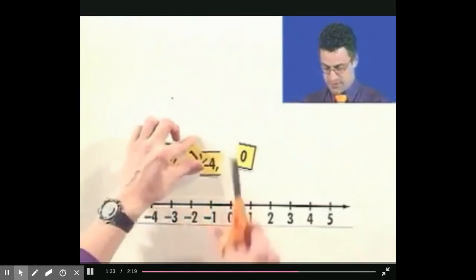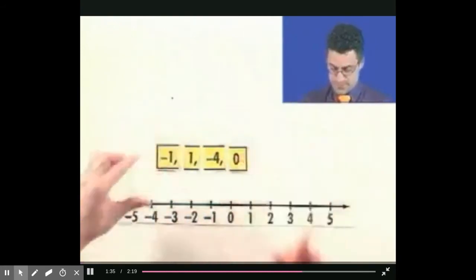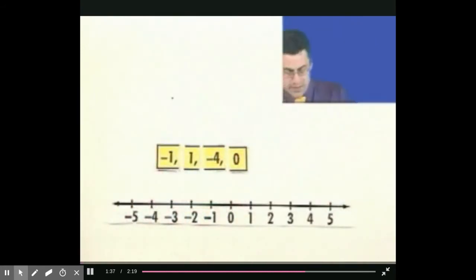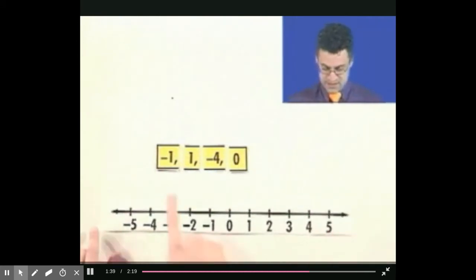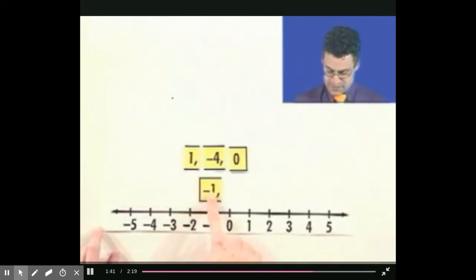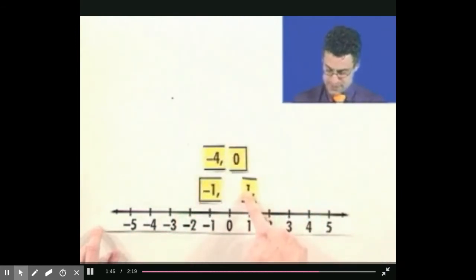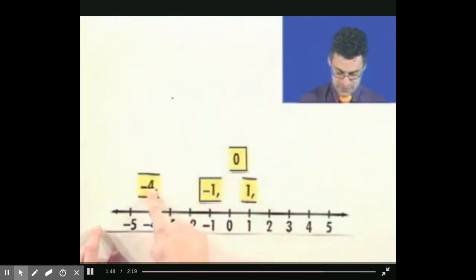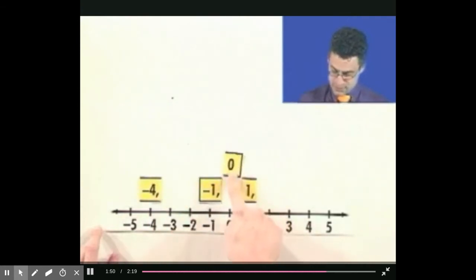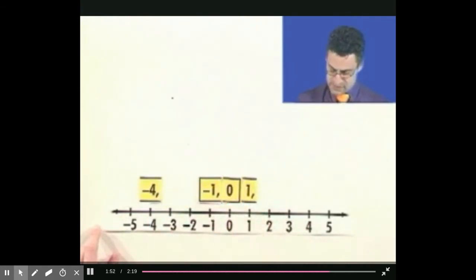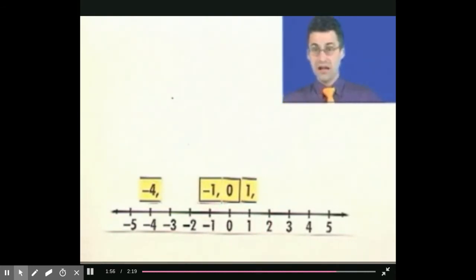Okay, so now we have the numbers. And now let's put them on the number line. So let's see. Negative 1 is just a little bit to the left of 0. 1 is a little to the right of 0. Negative 4 is way off to the left. And 0 goes right in between. All right, well, now that we have this ordering, this actually tells us smallest to largest.